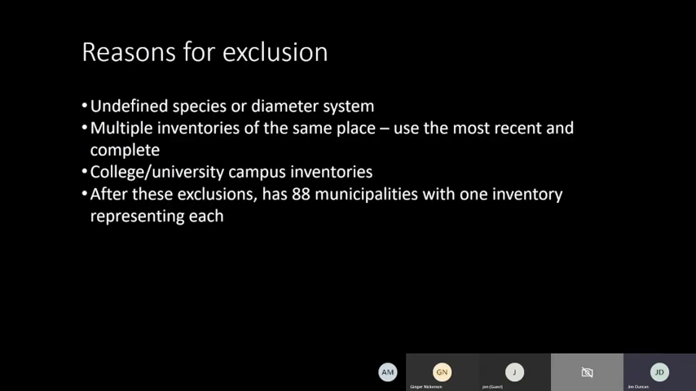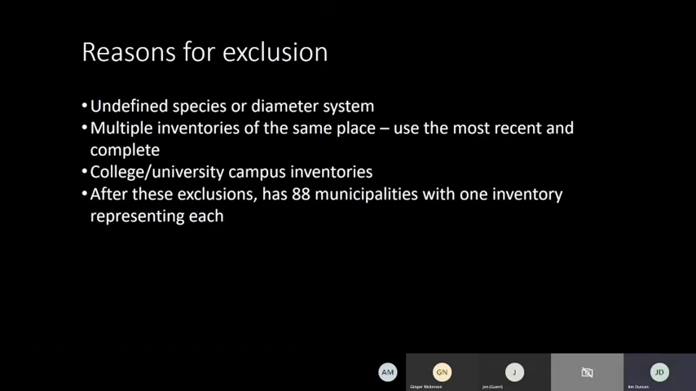The first thing we had to do is figure out how we had to exclude some inventories. Some of the reasons that we had to exclude inventories, they might have an undefined species or diameter system. Some inventories would just have a diameter class and say 1, 2, 3, 4, but we didn't know what those would correspond to, and we couldn't get an answer on what they meant. Or they'd have a number of undefined species names that we couldn't match with reasonable certainty to any known species code system. So there are a number of inventories we couldn't include for that reason.